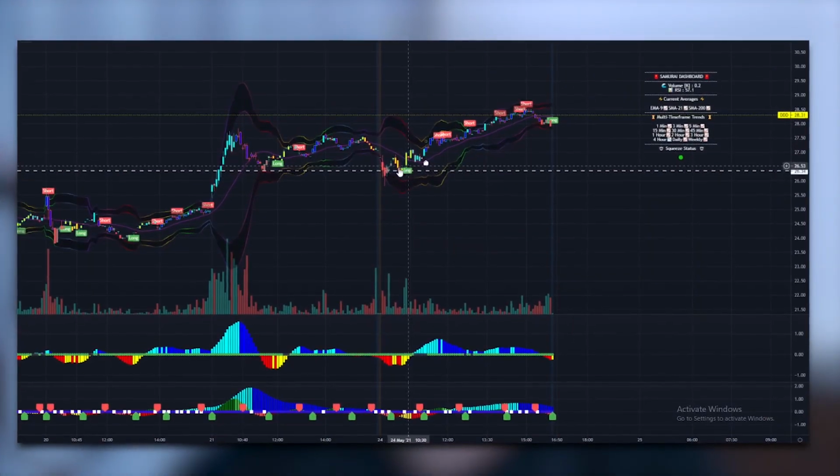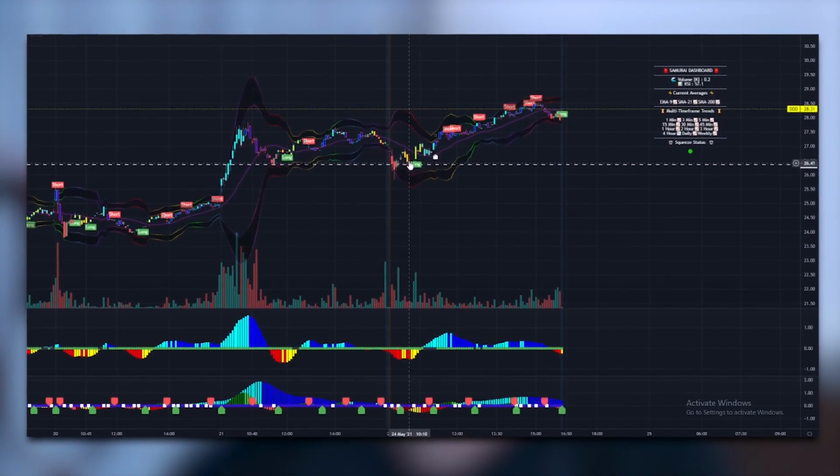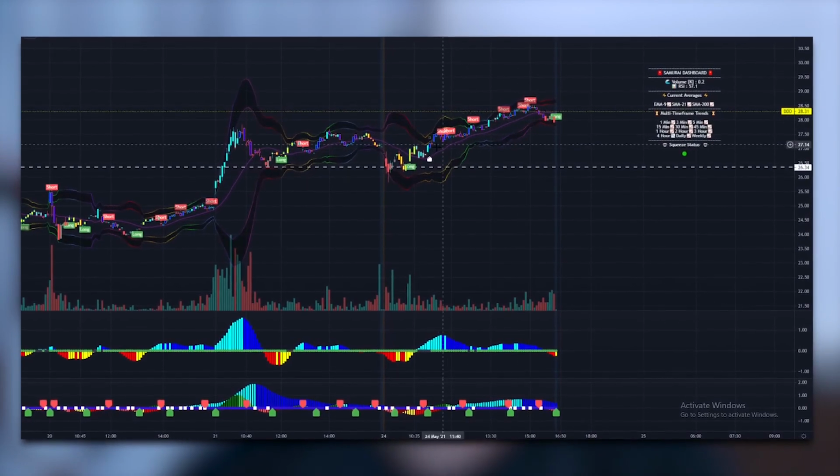Over here, once I get a confirmation of a bounce on the support, you could add the stock and then eventually catch this entire run to the upside, right?